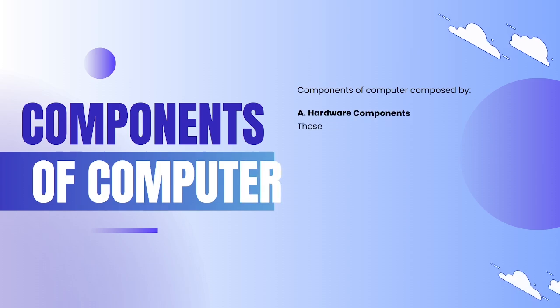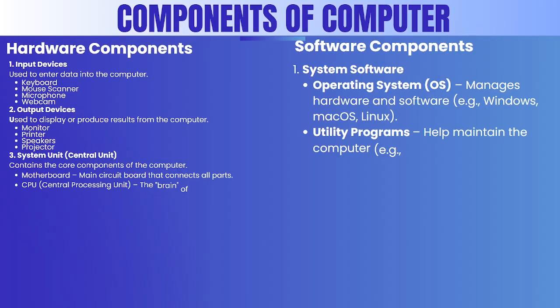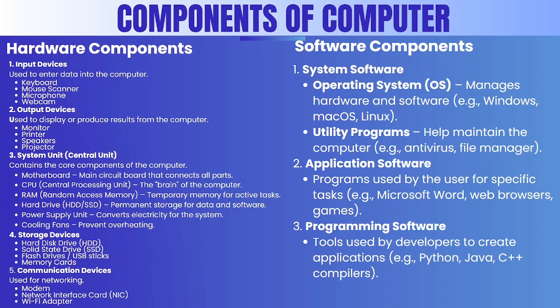Components of computer. Components of computer are composed of hardware components. Those are physical parts of computer that you can see and touch. Software components. Those are programs and instructions that tell the hardware what to do. In hardware components, we have input devices, which are devices used to enter data into computer. In input devices, we have keyboard, mouse, scanner, microphone, webcam, and others.